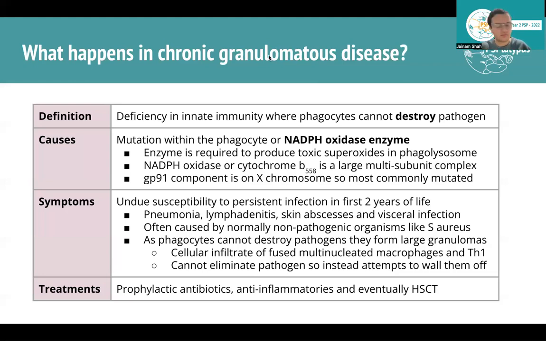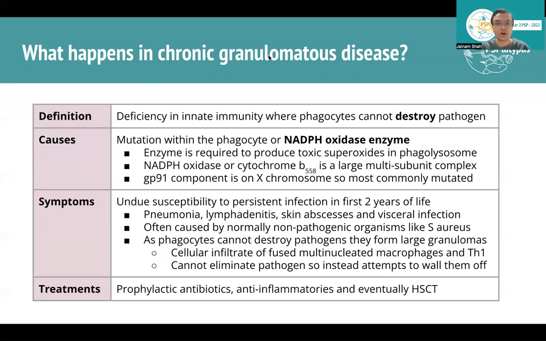That particular enzyme is a very large complex, and it's got a GP91 component on the X chromosome, which is most likely going to be mutated. You don't need to know that. I don't think they'll ever ask you for the specific gene component. Symptoms will include persistent infection in the first 2 years of life. So, of course, because it is a genetic defect, you'd expect it to be quite early. It's a primary immunodeficiency. This includes pneumonia, lymphadenitis, skin abscesses, and visceral infections.